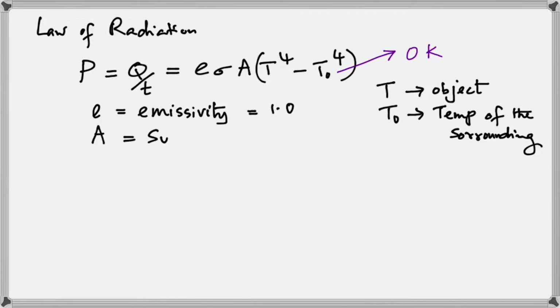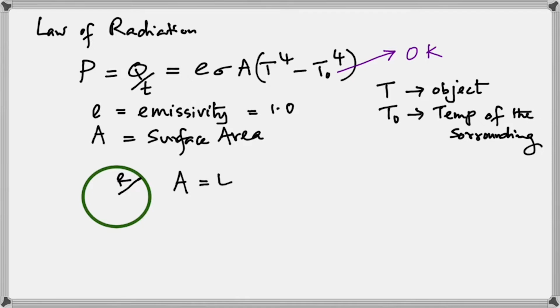Surface area. So if it's a sphere, do you know the formula for the surface area of a sphere? You'll hit a roadblock there. I give you the radius of a sphere, and then you have to calculate the surface area. You'll be like, that's math, that's not physics. Sorry, it is physics. You got to know it. If it's a sphere, A is 4 pi r squared.